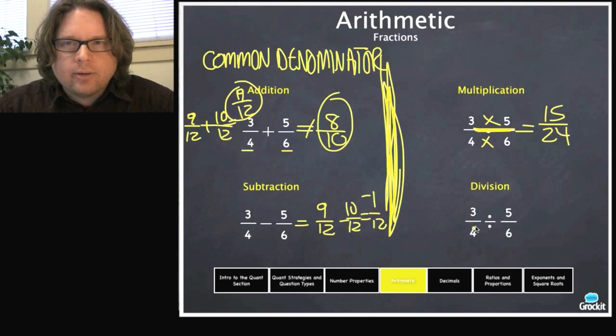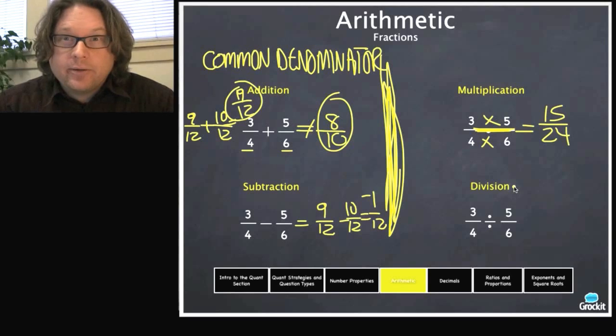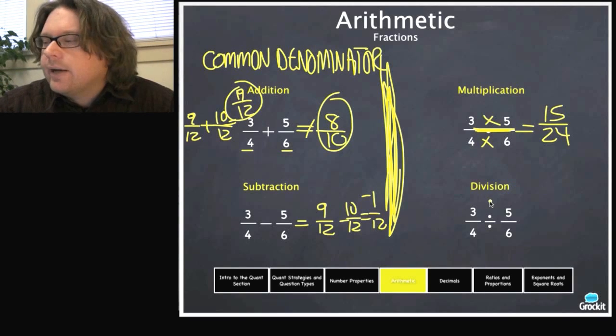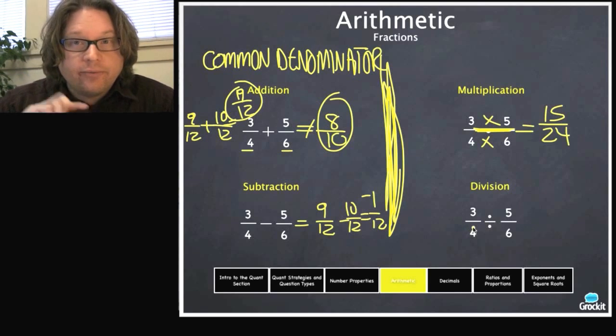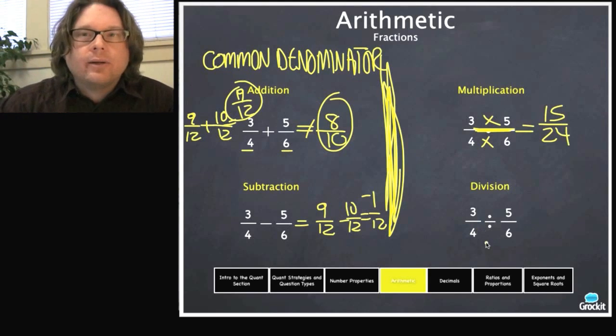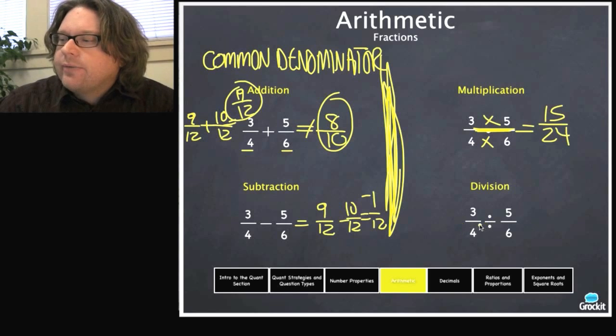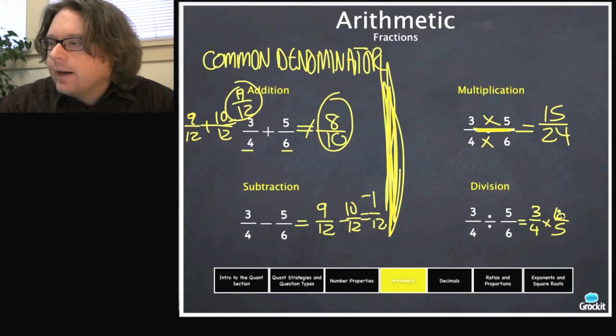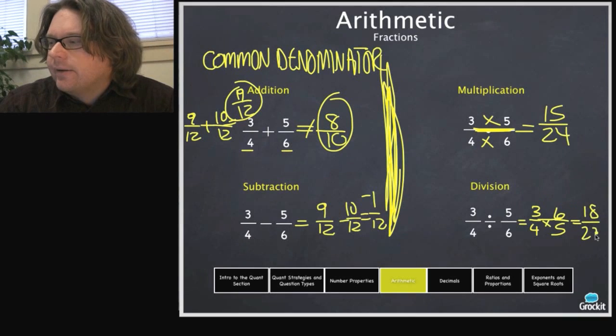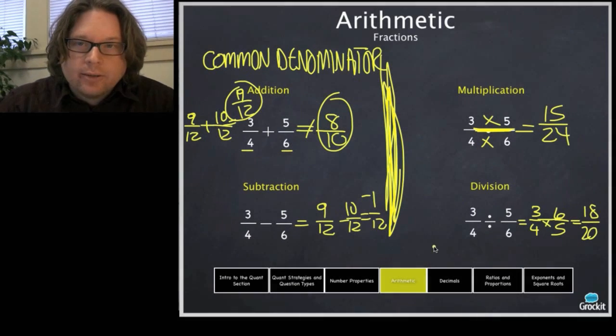Division, on the other hand, you don't necessarily do that. Well, I mean, you do that. In fact, you do it even more than you would think. If you don't remember how to do division of fractions, you take the second of the two that you're dividing, you invert it, you flip it the other way around, and you multiply the two together. So 3/4 divided by 5/6 is the same thing as 3/4 times 6/5. And then you just multiply across. 3 times 6 equals 18. 4 times 5 is 20. That's how you do those.